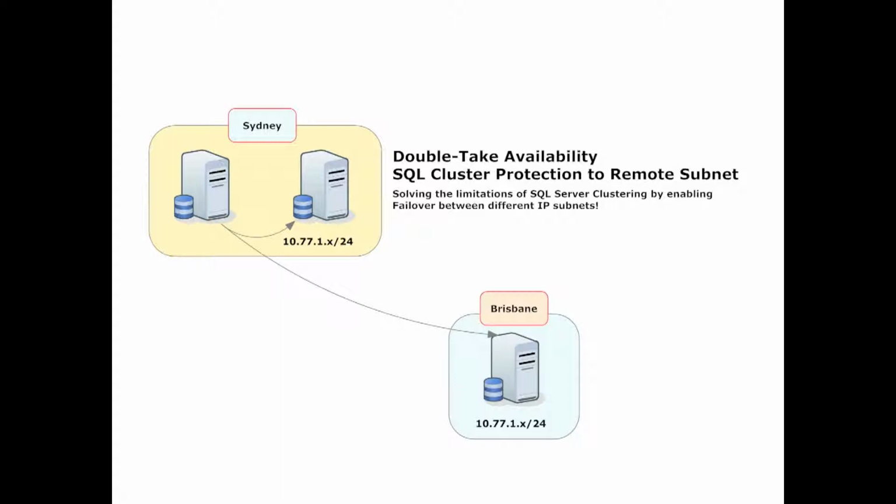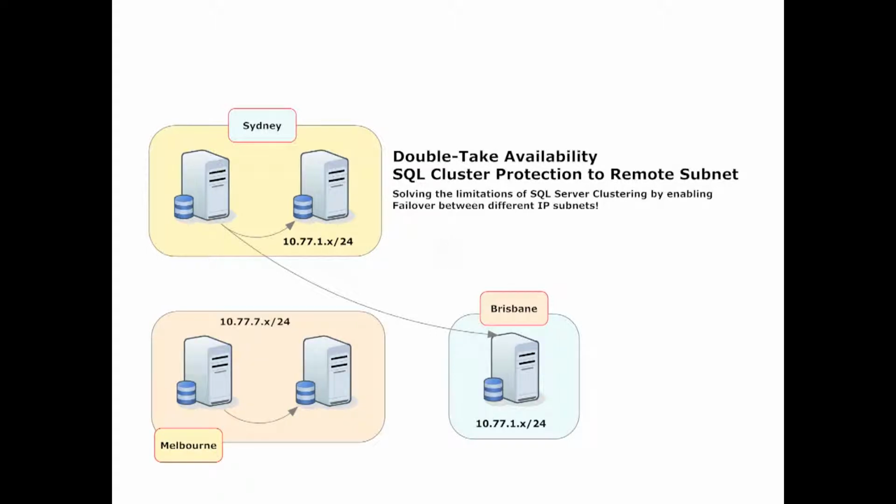The picture on the screen shows the Sydney and Brisbane networks, both using the same IP subnet. Therefore, we could use an extended GeoCluster between the two sites. The Melbourne site, however, is using a different IP subnet, and so it is not possible to use multi-site clustering to include the Melbourne subnet. It is, however, possible to create a second cluster at the Melbourne site and use that second cluster to protect the primary cluster that is located in Sydney and Brisbane.